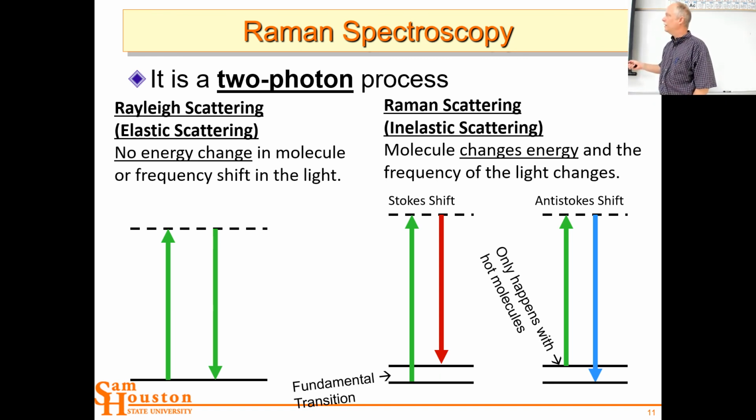Now, Rayleigh scattering is the most probable effect. You'll see a lot of green light if you were to look in the sample. And so that's just the elastic scattering. The Raman is inelastic scattering.